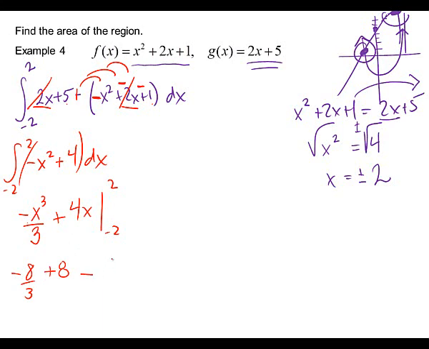Minus, and I put a parentheses, because whatever you do here, you have to distribute. I'm going to write that negative down. What's negative 2 cubed? Negative 8, it looks weird right now, over 3. And then 2 times negative 2 times 4 is what? Negative 8.